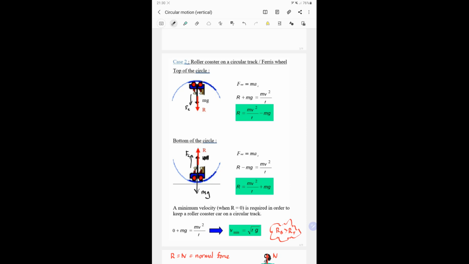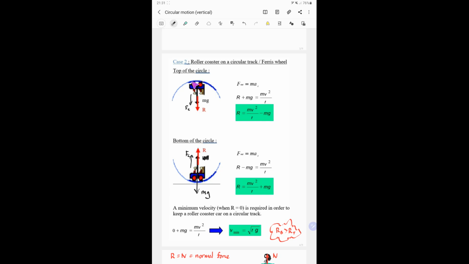They may ask you to calculate the maximum normal force and the minimum normal force. Based on these two equations, you will know. This is the minimum normal force, and this is the maximum normal force, which is at the bottom. Okay, all right. Again, to complete the circular motion, we need to ensure that the speed here should be minimum.